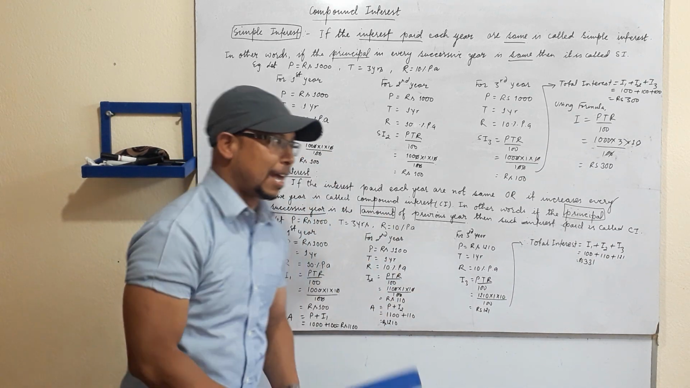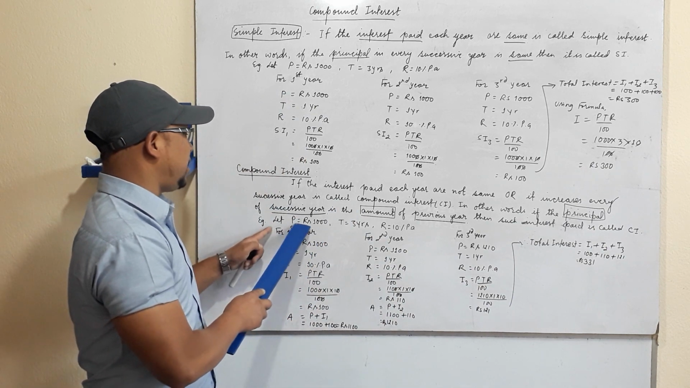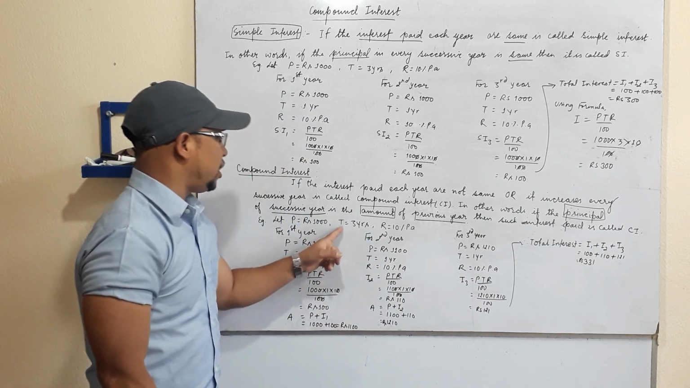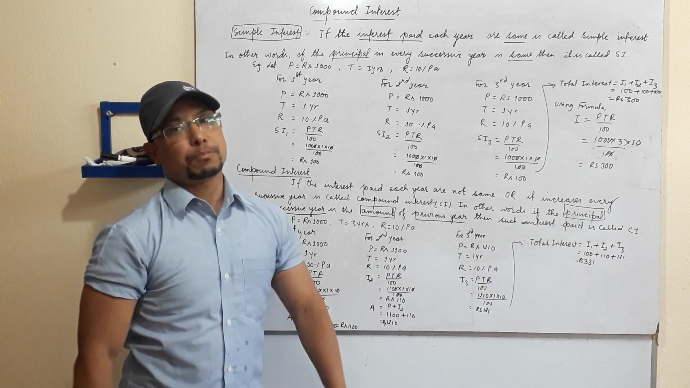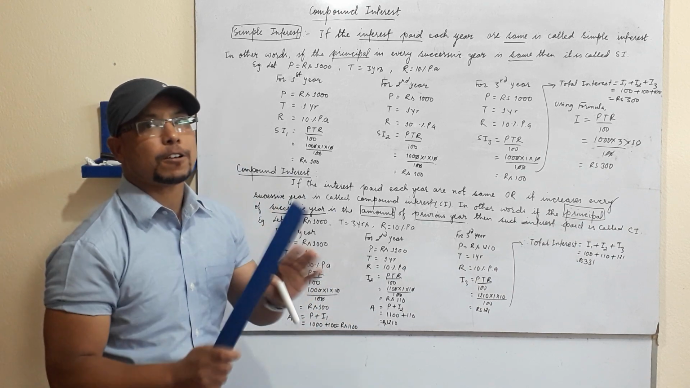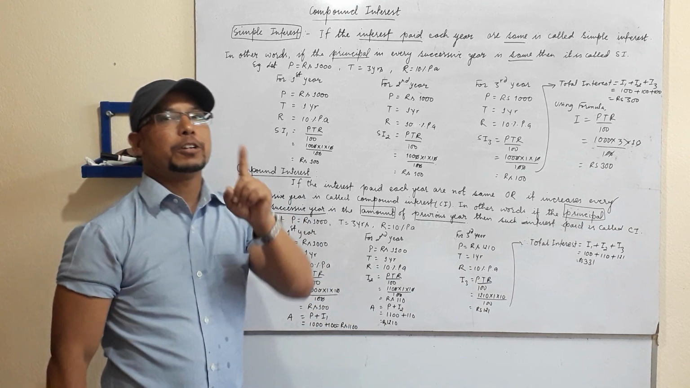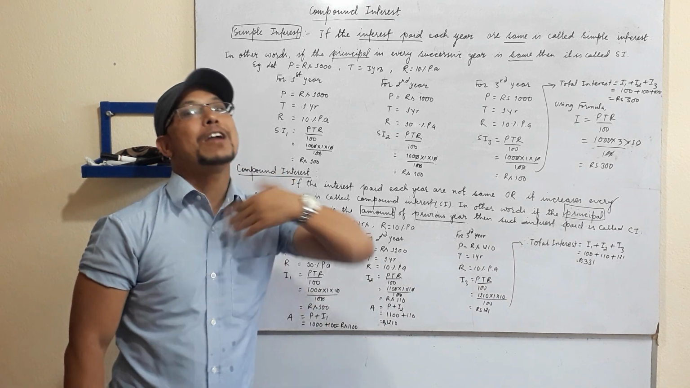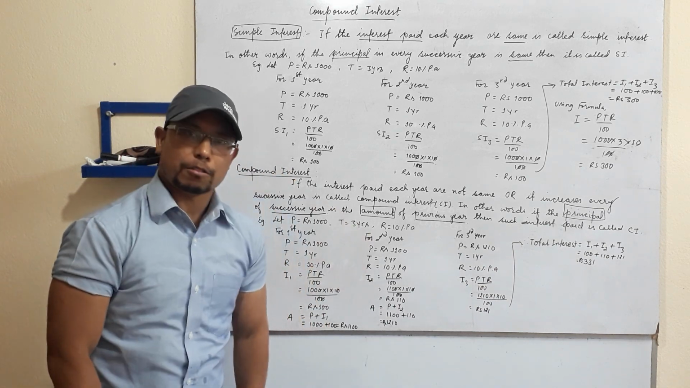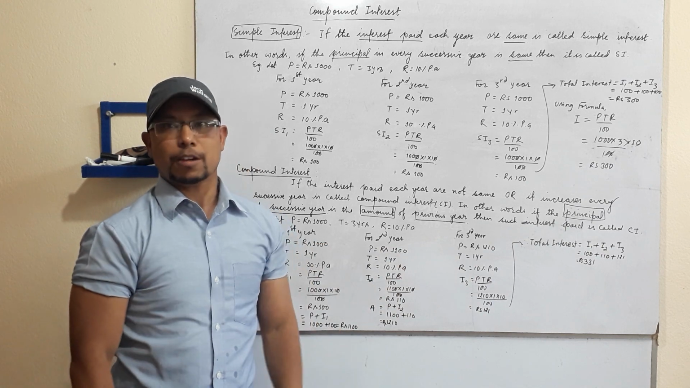Okay, let's clear this with the example. The example is the same. Let P equal 1000 rupees, T equal 3 years, and R equal 10%. Now say for the first year. One thing: if there is only 1 year, we always use the simple interest formula here. We use the simple interest formula for the first time.